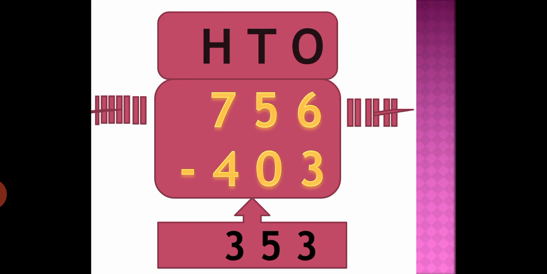At tens place. Now no need to draw lines. Remember the subtraction fact. When we subtract 0 from any number, we get number itself. So, write 5 under the tens column. Coming forward to hundreds place, draw 7 lines. Cut 4 lines. Count the remaining lines. 1, 2, 3. 3 lines are left. So our answer is 353.